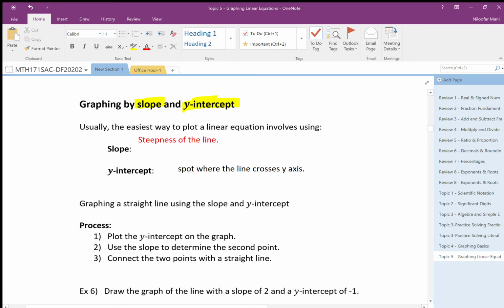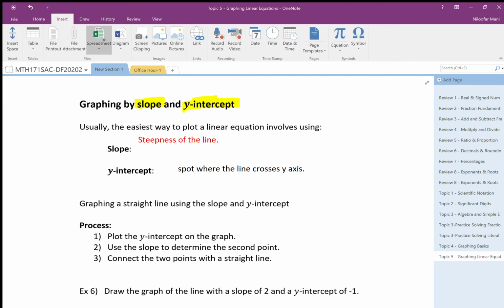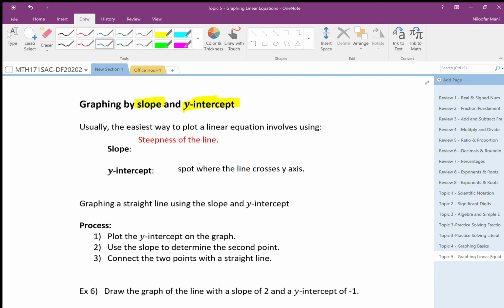Okay, so now I want to talk about the third method. What was the first method? The first method was the table of values. I give values to x, I find y, I have 5 points, and I just connect them. The second one, I find the x-intercept and y-intercept, I know how to find both, and I just connect them, right? So two methods.